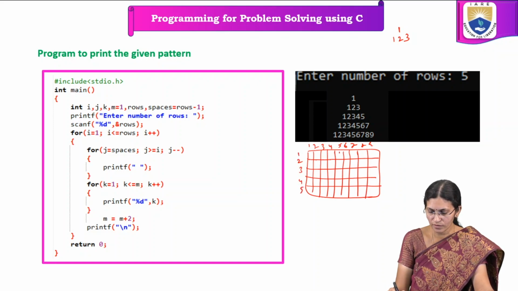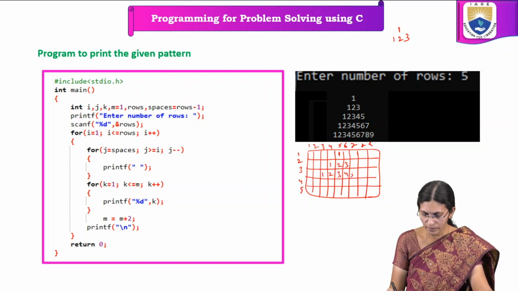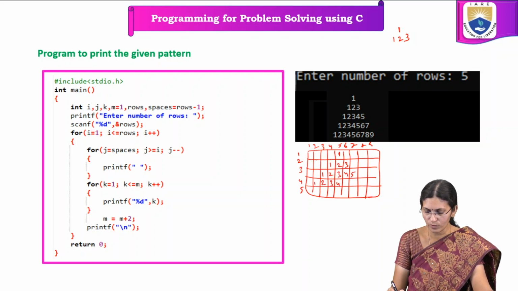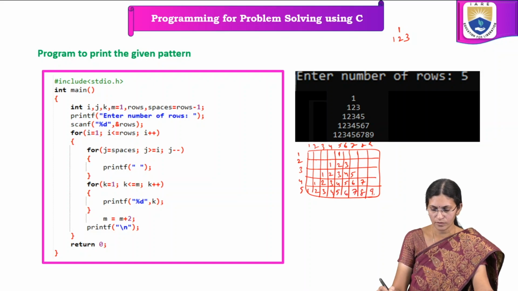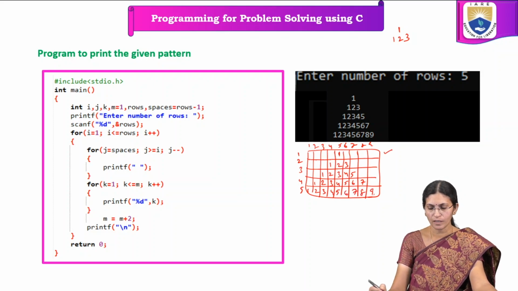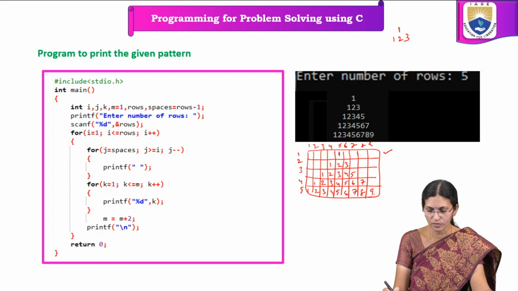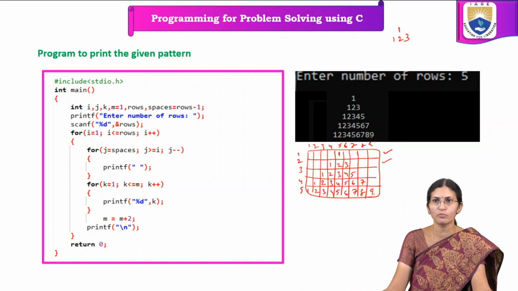So here we'll get 1, and in the next row we'll get 1, 2, 3. This is 1, 2, 3, 4, 5, and this is 1, 2, 3, 4, 5, 6, 7, and here you have 1, 2, 3, 4, 5, 6, 7, 8 and 9. So as you can see here, as the number of rows goes on increasing, the number of elements to be printed will also go on increasing. Now let us write the program for this.